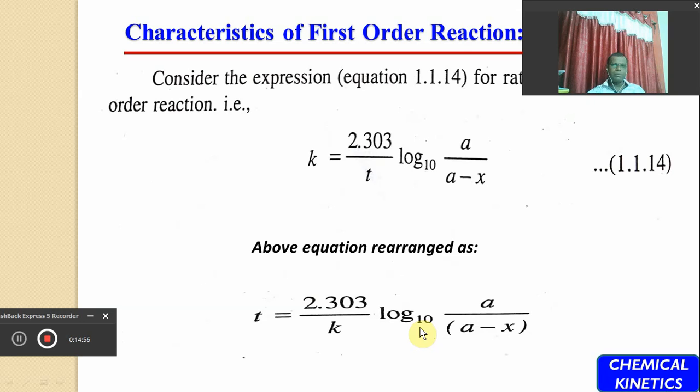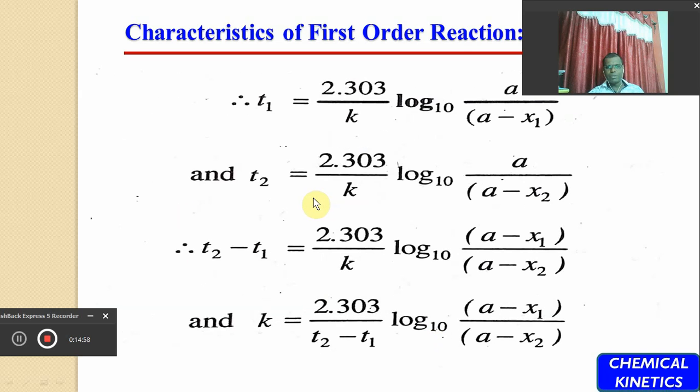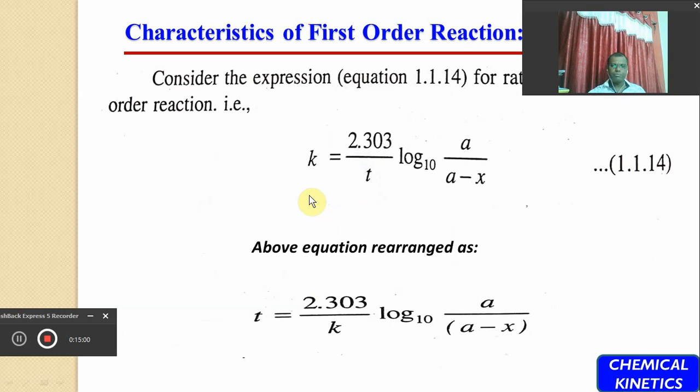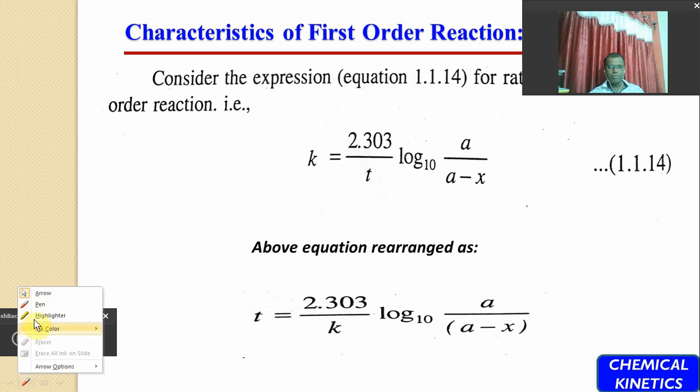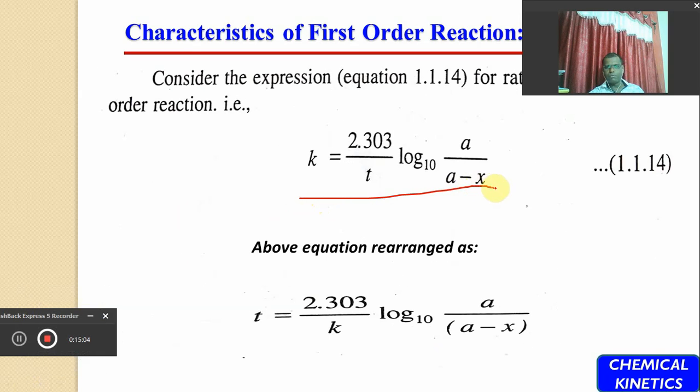So this equation for the first order reaction can also be written in the form of k is equal to 2.303 upon t log to the base 10 of a upon a minus x. This equation can be rearranged, or it can be written for the time as t is equal to 2.303 upon k log to the base 10 of a upon a minus x.